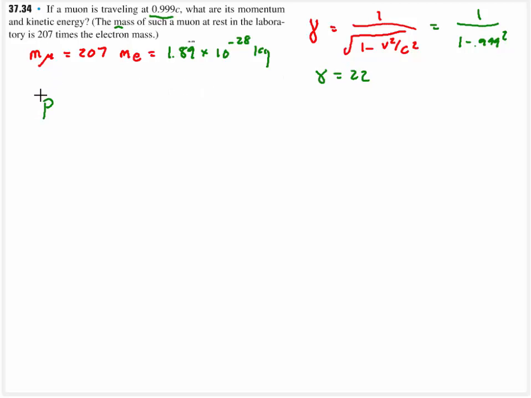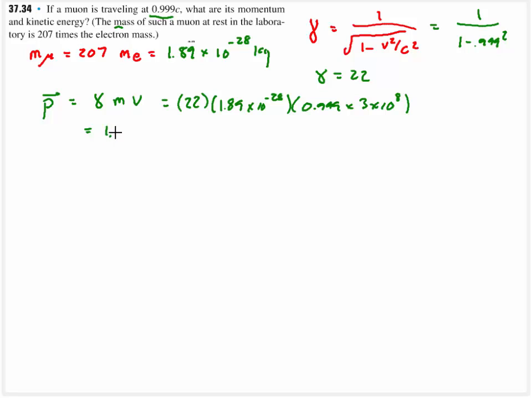And we're just going to say that relativistic momentum is going to be gamma times the mass and the speed. And so that's going to be equal to 22 times 1.89 times 10 to the minus 28, and then 0.999 times 3 times 10 to the 8th. And we're going to get a momentum that is 1.27 times 10 to the minus 18th, with of course units still of kilogram meter per second.